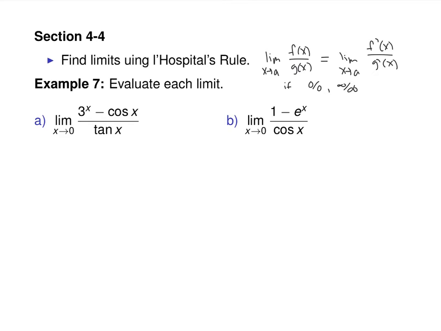Okay. It's a great rule. I love it. So with this first one, is the limit a 0 over 0 limit, so can we use this rule? When x goes to 0, what's 3 to the 0? 1. What's cosine of 0? So we've got 1 minus 1 over 0. Is it 0 over 0? Yes. Okay. Limit as x goes to 0. What's the derivative of the numerator?